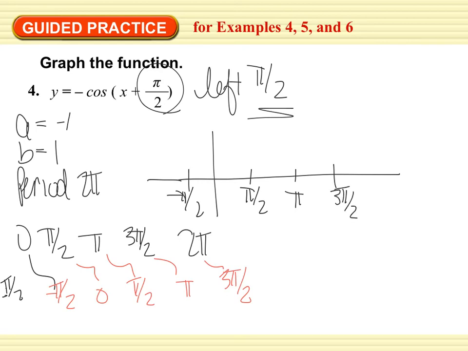This is a cosine function. Normally that starts at the top. So I have 1 and -1. Since it normally starts at the top and I'm reflected, we're actually going to start at the bottom. And notice I'm putting all the points. And then it's easy just to connect the dots.